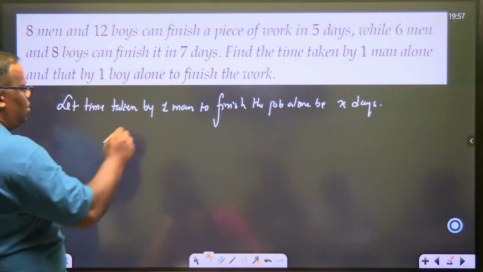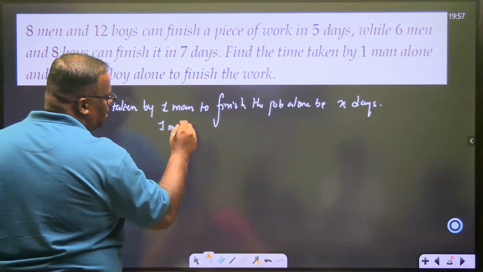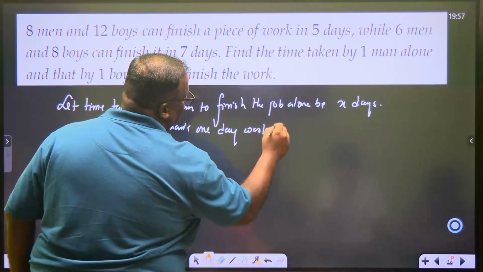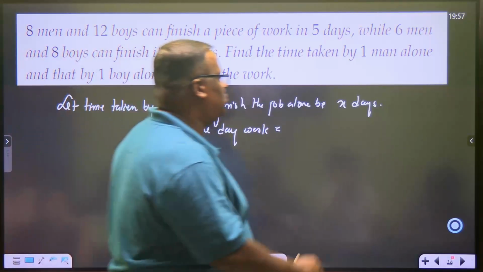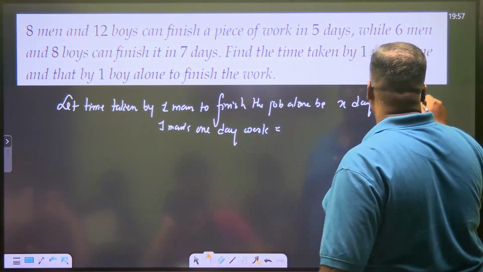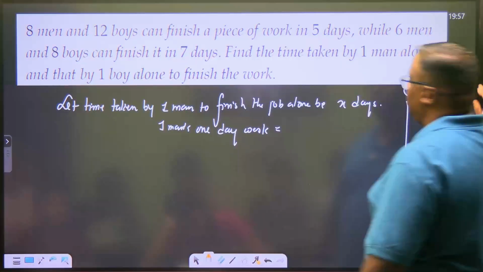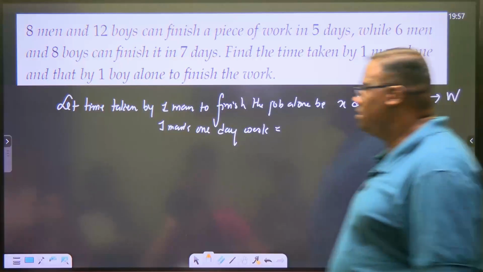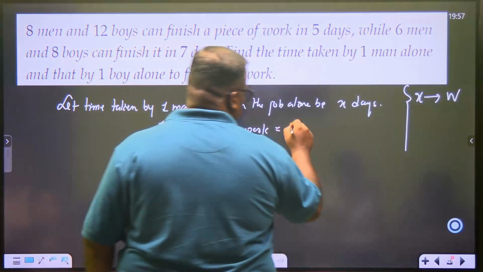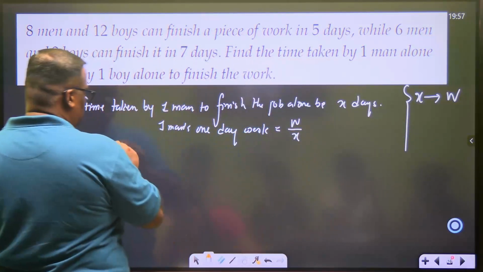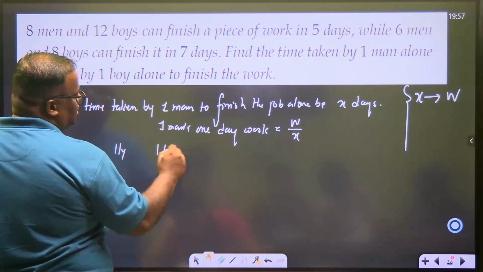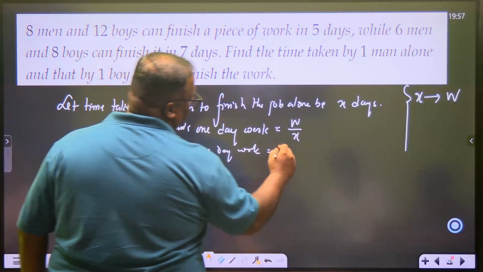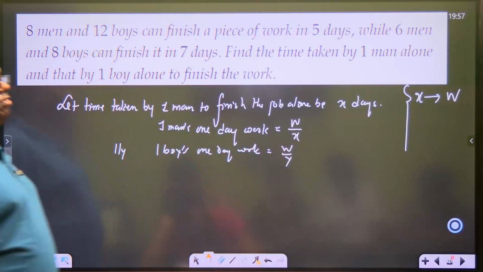So one man's 1 day work in X days. So it's like this. See, the work is W. In X days, one man finishes W work. So in 1 day, he will finish W by X. So one man's 1 day work is W by X. Similarly, one boy's 1 day work will be how much? W by Y. Now you start framing the equations.